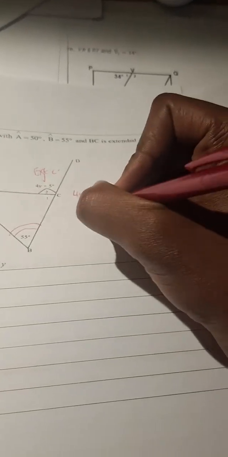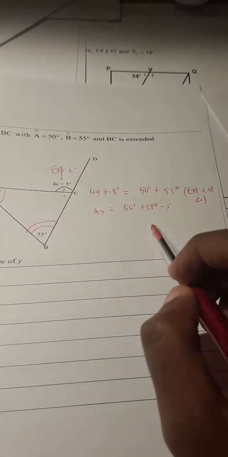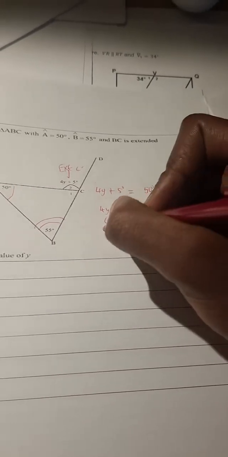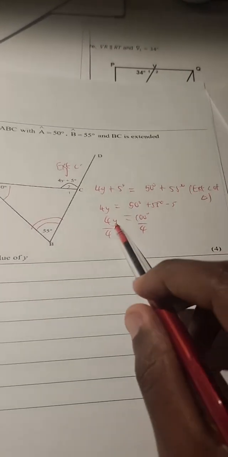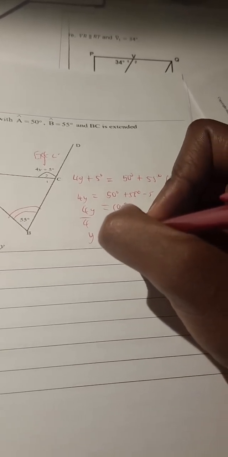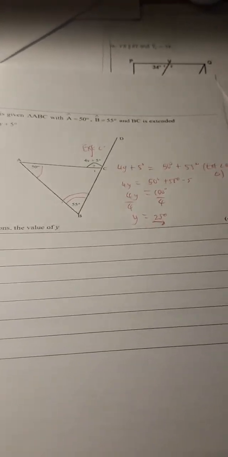Now we can solve. 4y is equal to 50 plus 55 minus 5. Then we have 100. Then we divide both sides by the coefficient of y, which is 4. So that means y is 25 degrees. Okay, that sounds simple and straightforward enough.